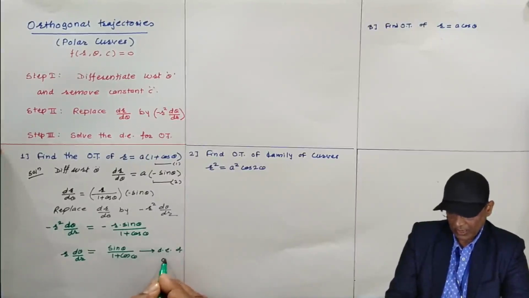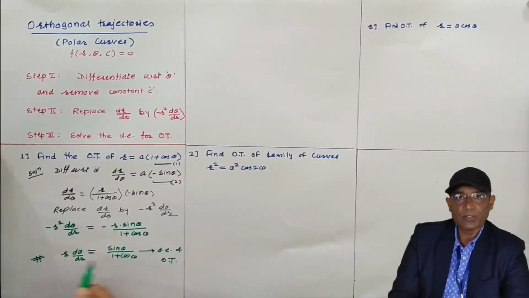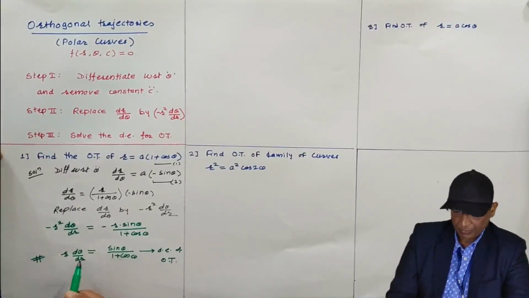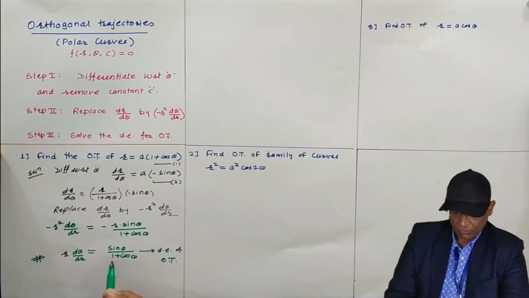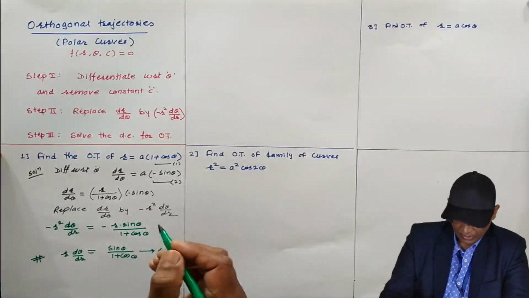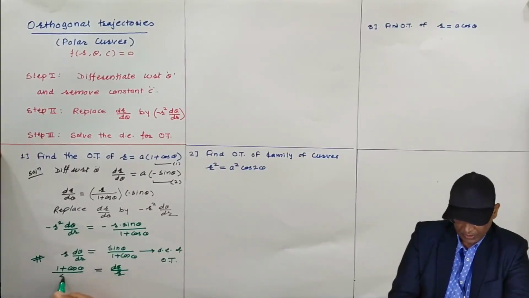of the orthogonal trajectory. This may be asked as an MCQ. This is the differential equation of an orthogonal trajectory, and once you solve this differential equation, you will get the orthogonal trajectories. What to do? Separate variables: r shifts to the right hand side, and theta you have to shift to the left hand side. This is dr by r and (1 plus cos theta) by sin theta d theta.